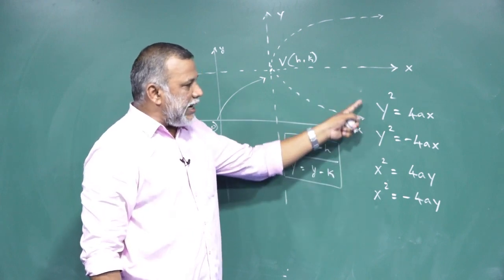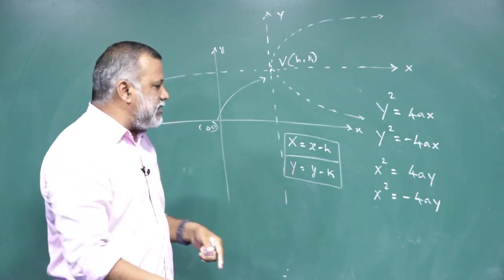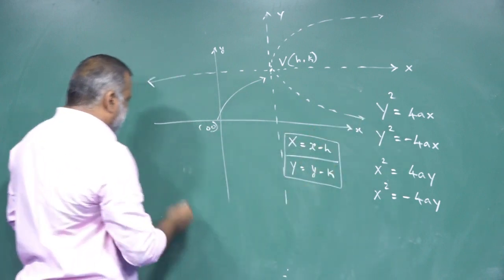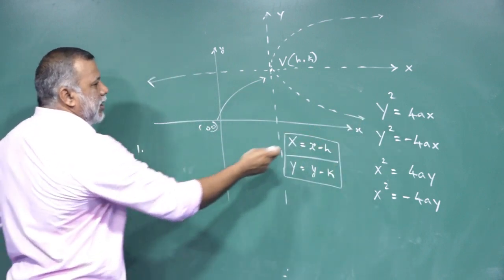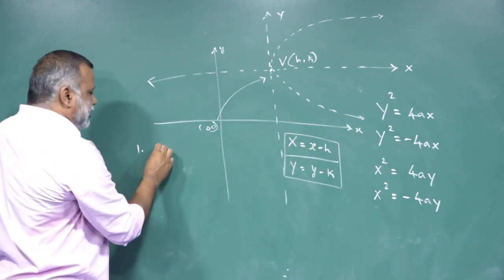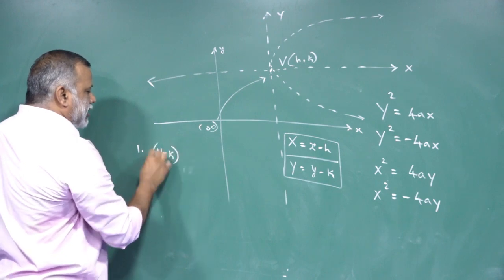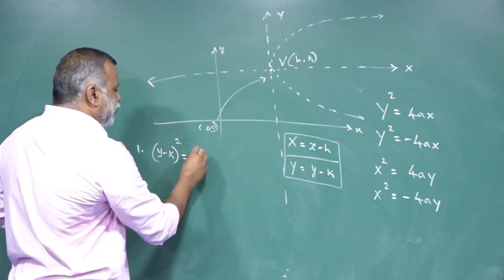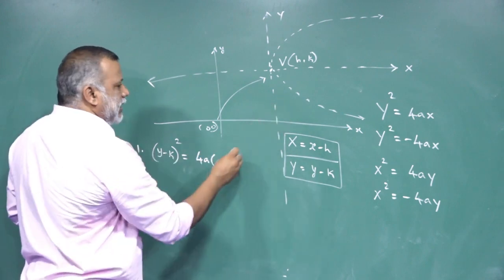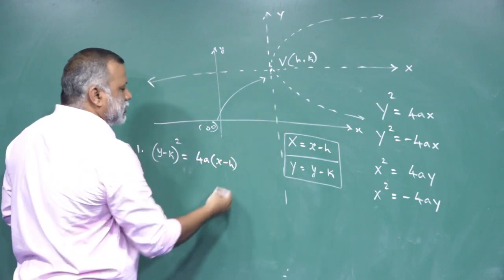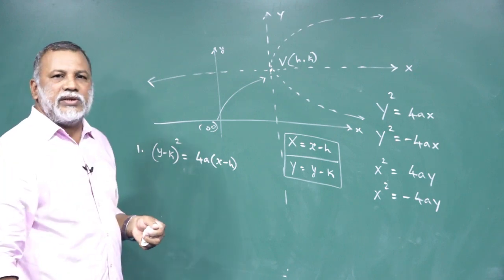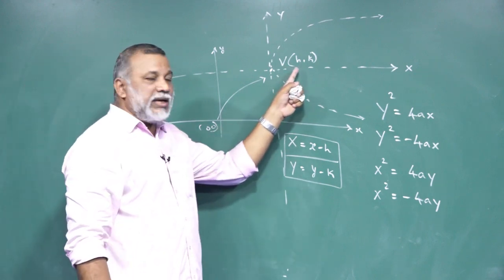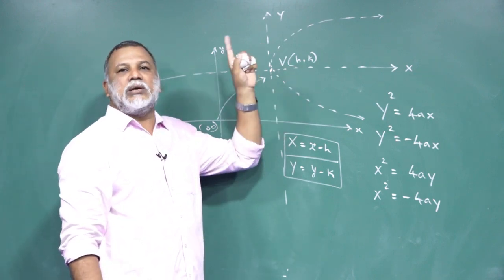Therefore, these 4 standard equations may be changed like this. See the first equation, I can write like this. The first equation, y is replaced by y minus k. So y minus k the whole squared is equal to 4a, x is replaced by x minus h. This is the first type of equation of the parabola using the new vertex h comma k.